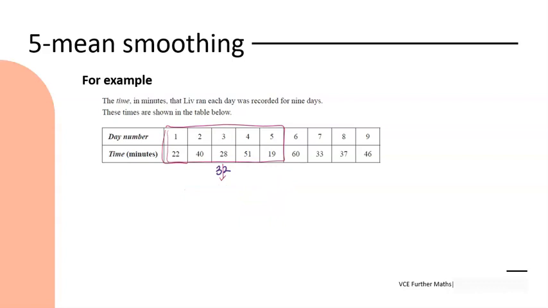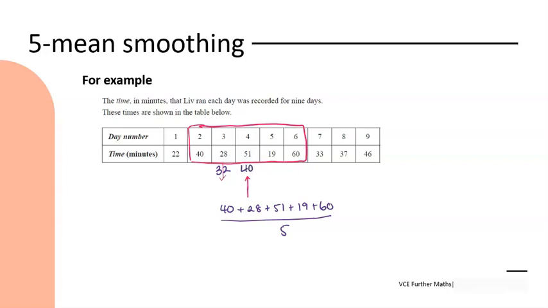And so if we look to repeat the process from before, I'm going to shift across one box, one data point, and now go from days 2 through to 6, meaning my answer will go in line with day 4 now. And so again, I'm going to add those values, 40, 28, 51, 19, 60, divide by 5, and I get my smoothed value, again rounded, to 40.